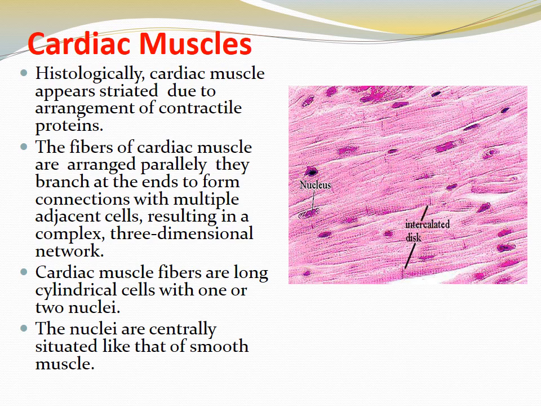So the fibers of the cardiac muscle are arranged parallelly. They branch at the ends to form connections with multiple adjacent cells, resulting in a complex three-dimensional network. The cardiac muscle fibers are long cylindrical cells with one or two nuclei. The nuclei are centrally situated like that of the smooth muscle.